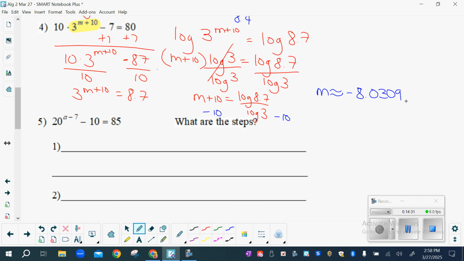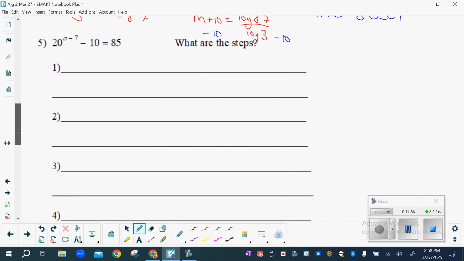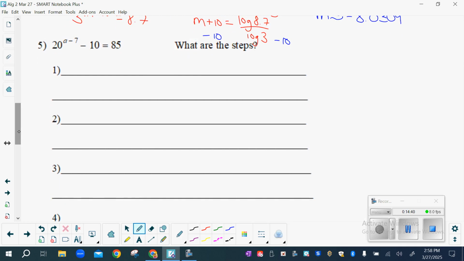Okay, so on to number 5. We're going to write this out in words. There's a reason I asked you to do this on the homework. We have a tendency to remember it better if we write it out in words. So what's my first step, Will? You add 10. Good. Add 10 just anywhere? To the 85. So just to the 85? He's got it right. Add 10 to both sides.